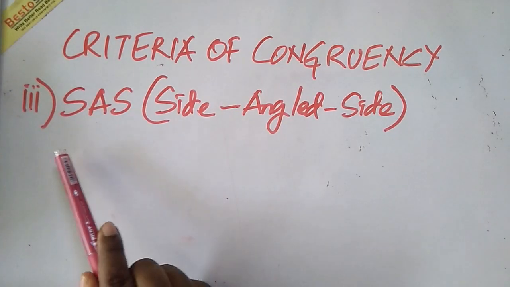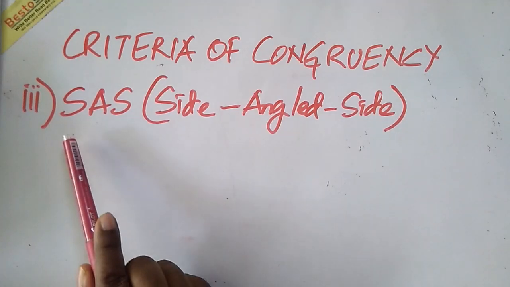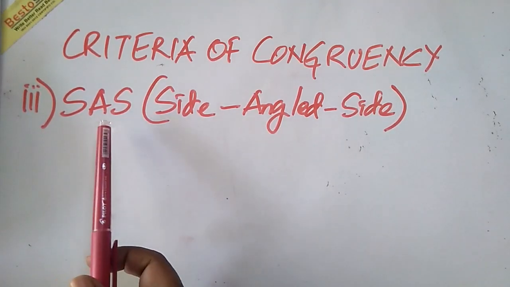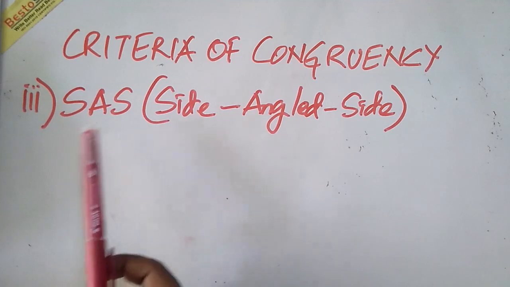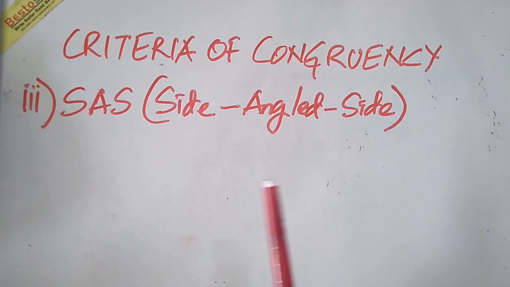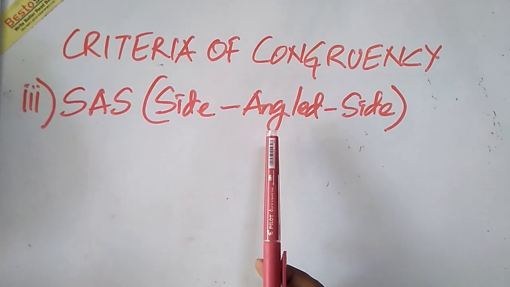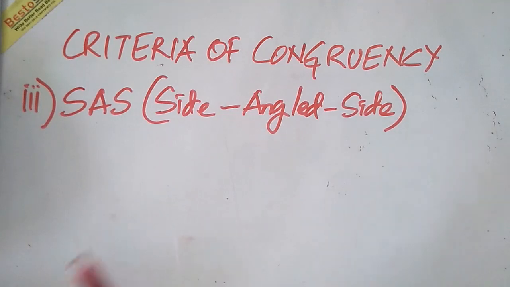This is the third criteria of congruency. All right, like you can see, SAS. And what does SAS stand for? Side angled side. Just by the name you can understand that two sides and one angle, that means two corresponding sides and one corresponding angle should be same. If this criteria is fulfilled, then we can say that the two triangles are congruent.